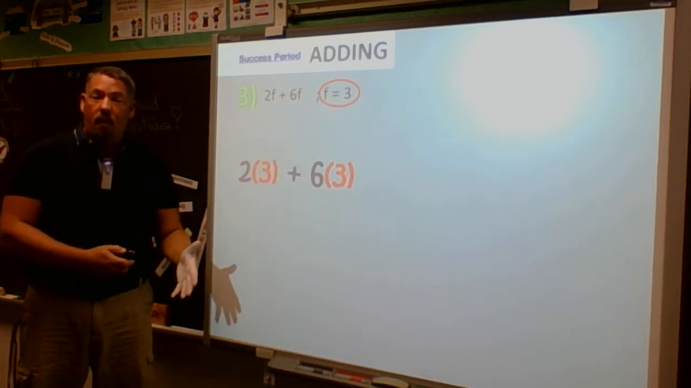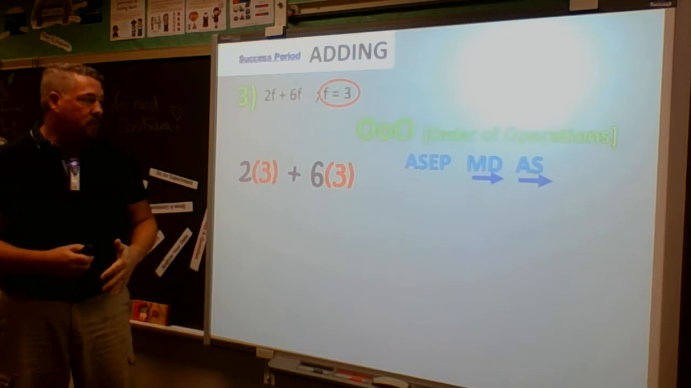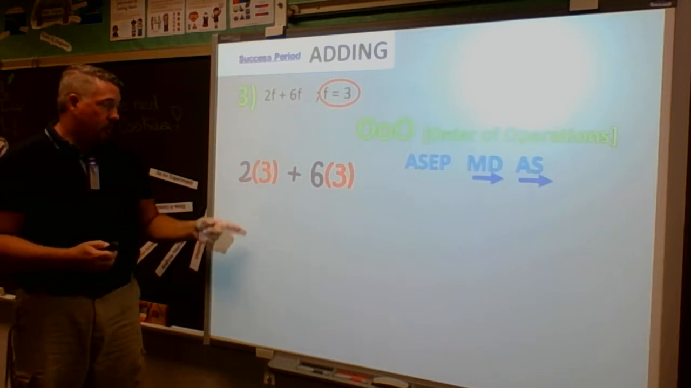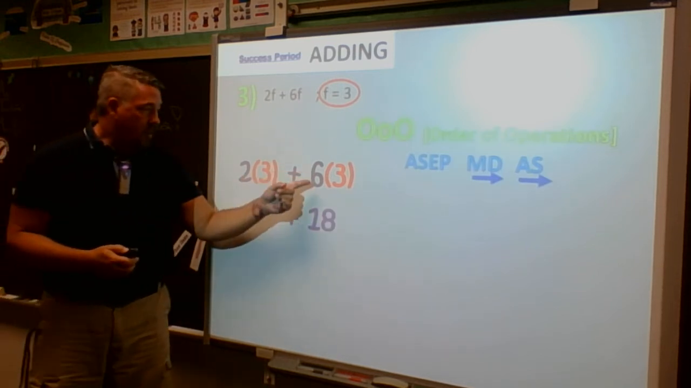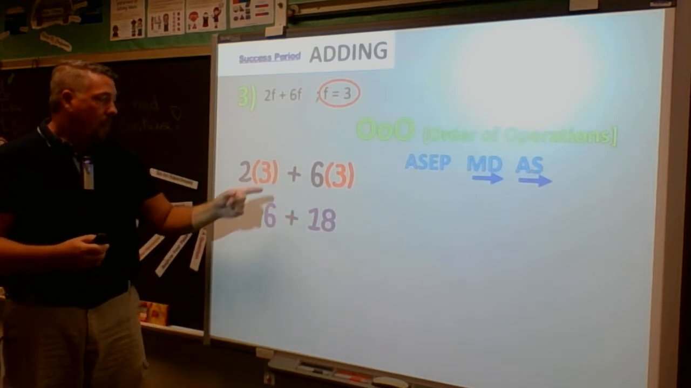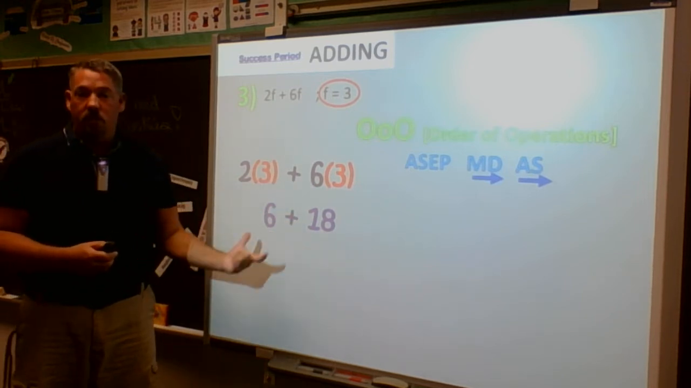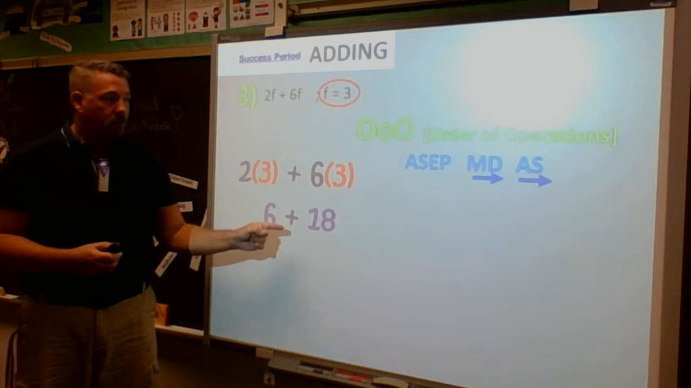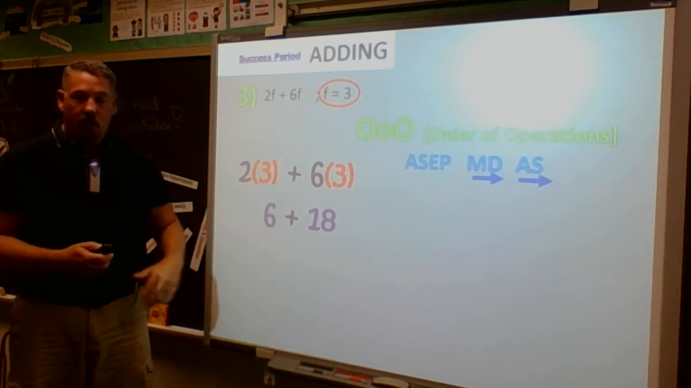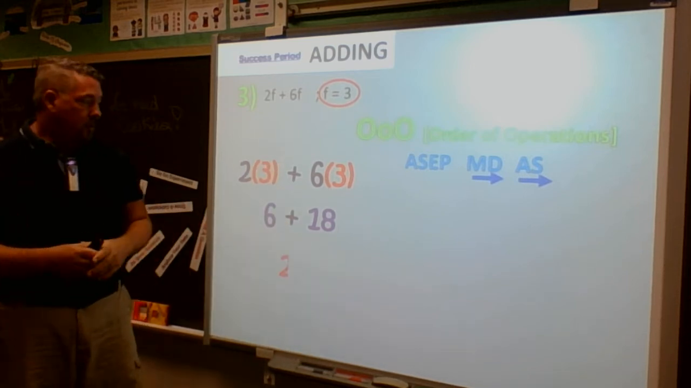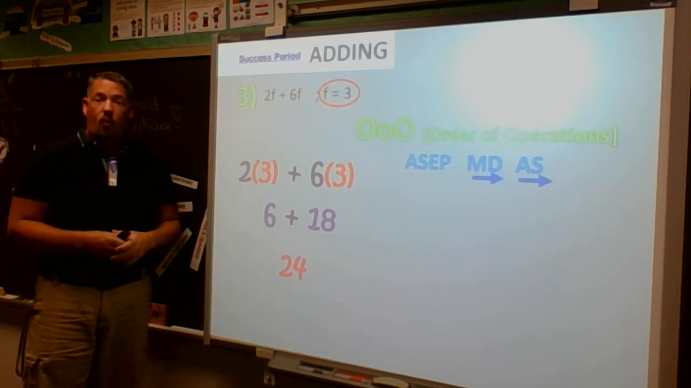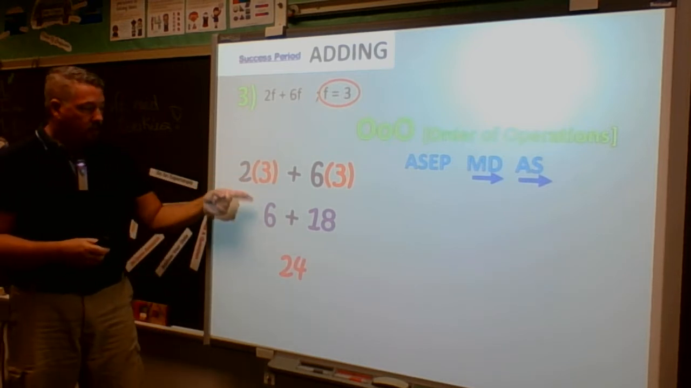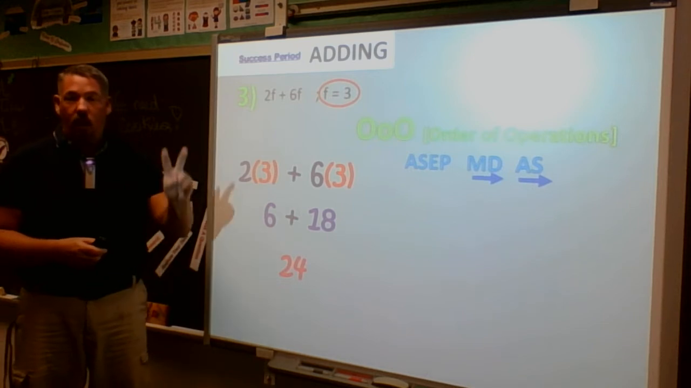Now I do my order of operations. I have to do my multiplication first. So I know 2 times 3 is 6, and I know 6 times 3 is 18. I rewrite my math problem with those answers. So my last step then, according to my order of operations, is going to be addition. 6 plus 18 is going to give me 24. Once again, I've showed my work. I get the right answer. I get 2 points.